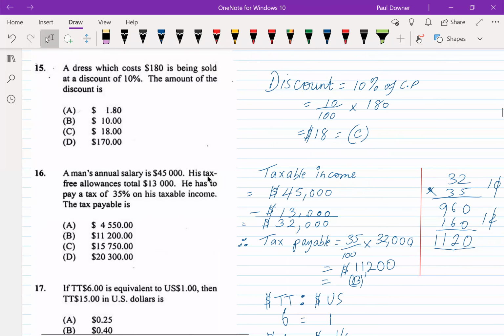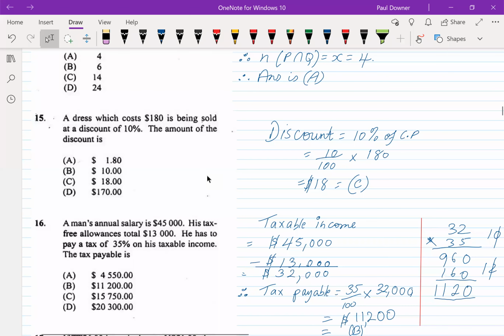In number 15, a dress which costs $180 is being sold at a discount of 10%. The amount of the discount is, well, the discount is always 10% of whatever the cost price is. Remember, percent means divide by 100, so 10% means 10 divided by 100, of means to multiply, and what was the cost price? The cost price, if you look across here, is $180. So you put the 180 here, and you multiply it out.